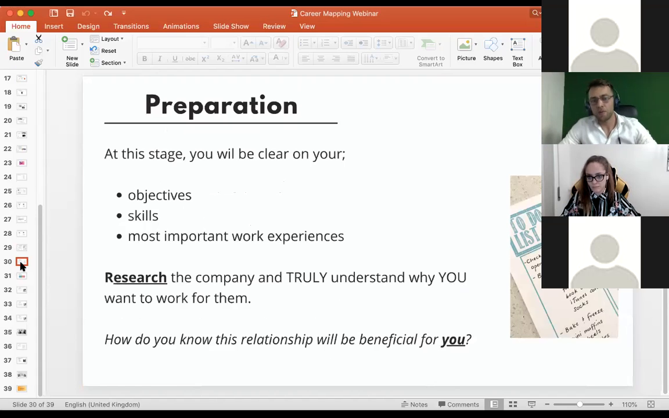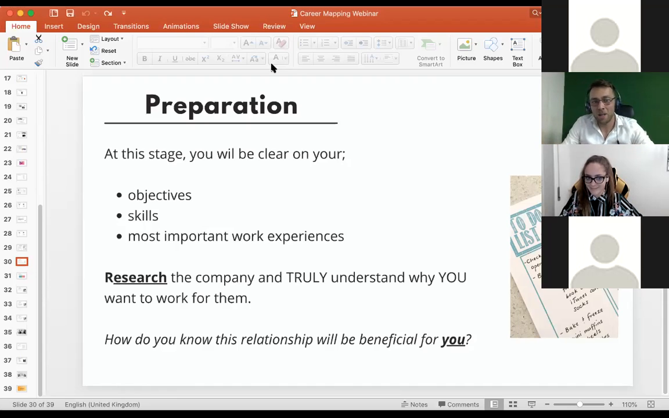Great. So imagine that you have taken this course, Career Mapping. At this module, at this stage of the course, you will already be clear on your objectives, on the skills that you have and don't have, and your most important work experiences or successes. Okay, so at this point in the course, we will have worked on all of these elements. You'll be super ready to present yourself in the interview.